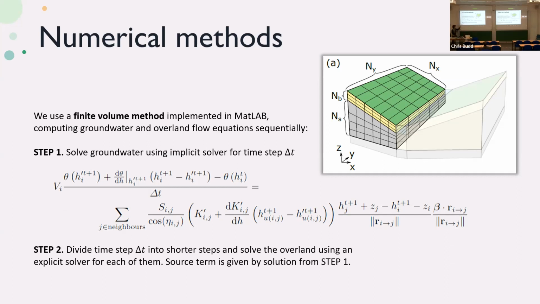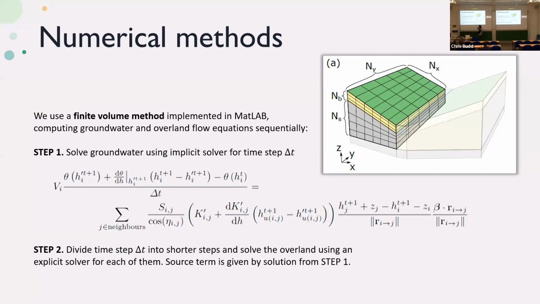In the second step, I'm using the solution of this groundwater to find how quickly the water will accumulate on the surface, and use it as a source term for an implicit solver for solving the overland equations. But I don't solve the overland flow with the same time step as the groundwater flow, I divide this time step into multiple short intervals. Why am I doing that? Because the characteristic time of the overland flow is usually 3 orders of magnitude shorter than the typical timescale of the groundwater.